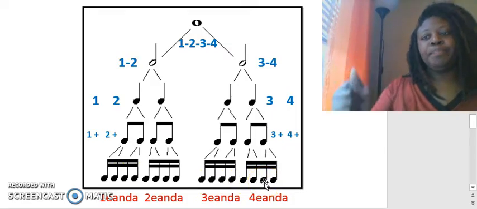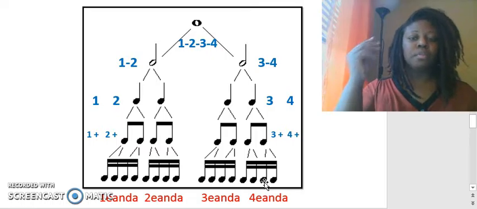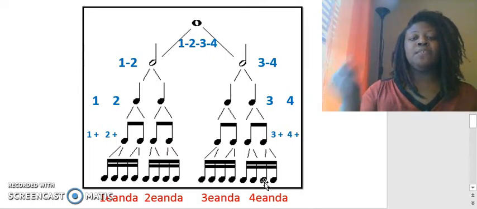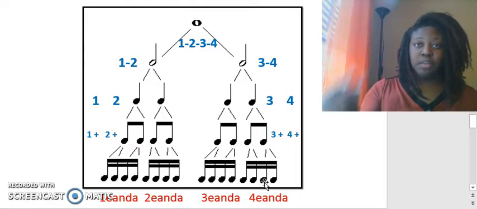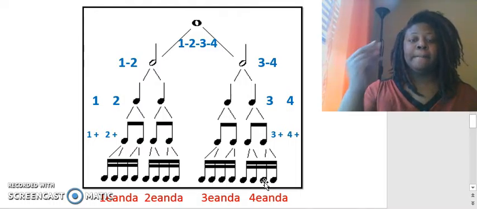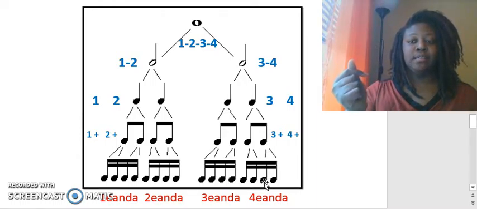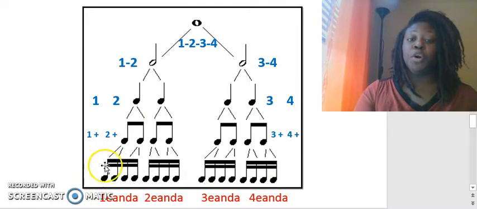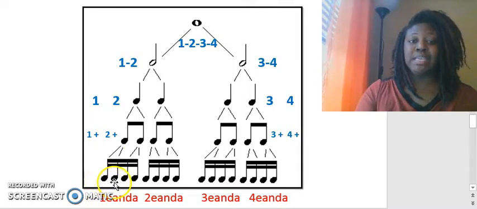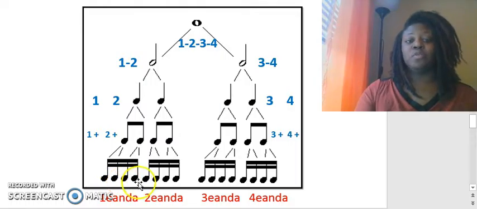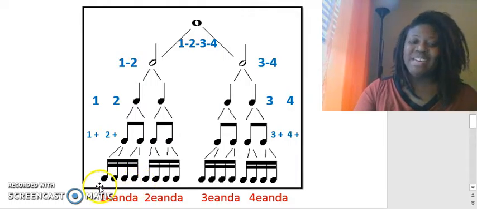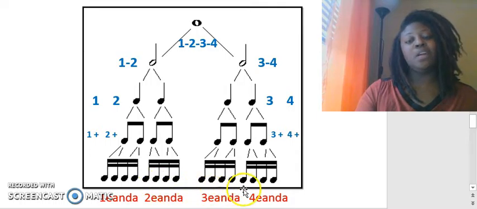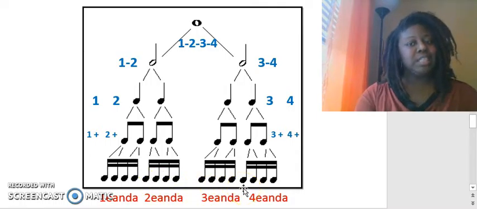If I took my hand and snapped quarter notes and tried to fit those 16th notes in here, it would sound like this: 1 E and a, 2 E and a, 3 E and a, 4 E and a. The number goes with the first of the 16th notes, the second one gets the E, the third one gets the and, and the fourth one gets the a. 1 E and a, 2 E and a, 3 E and a, 4 E and a. Those are our 16th notes.